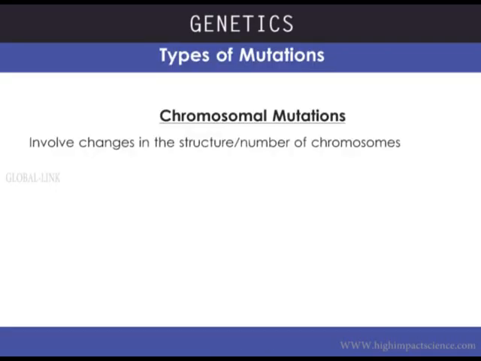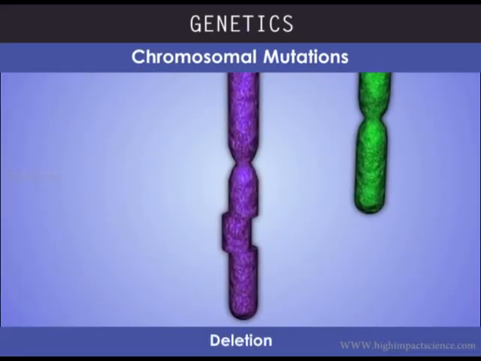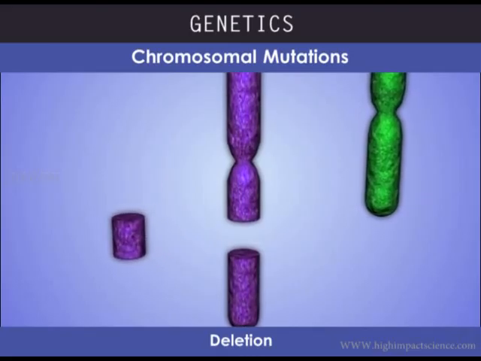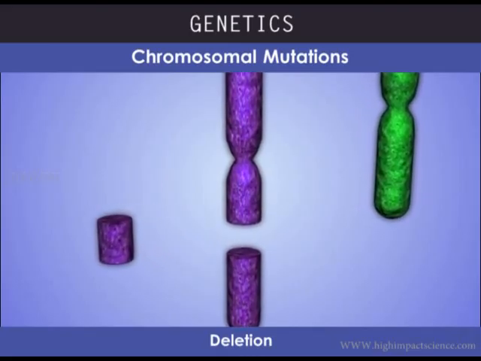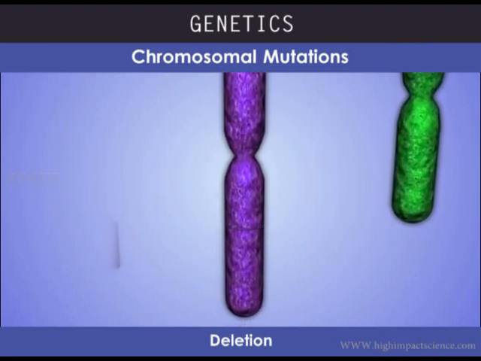Chromosomal mutations involve changes in the structure or number of chromosomes. There are 5 types of chromosomal mutations: deletion, duplication, translocation, inversion, and non-disjunction. Deletion occurs when a section of the chromosome breaks off and fails to reconnect and is completely lost. Deletion involves loss of genes and can have serious consequences on the individual.